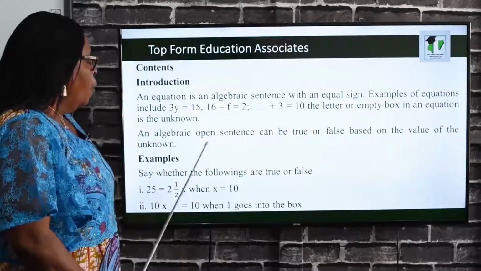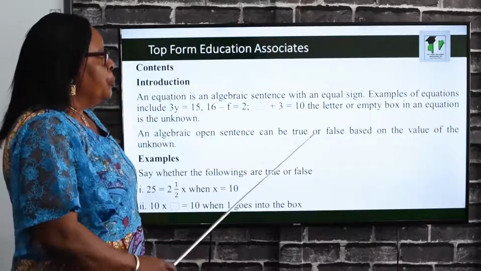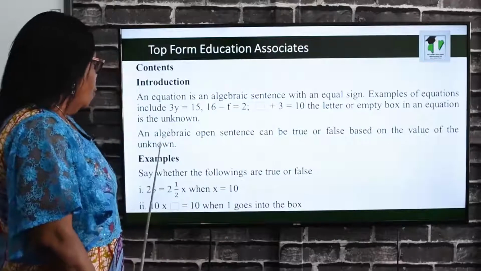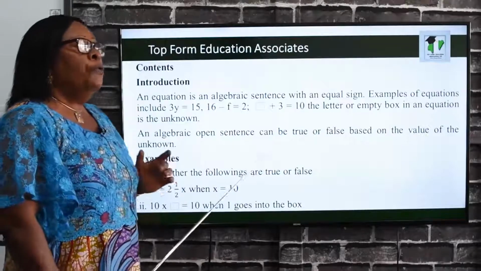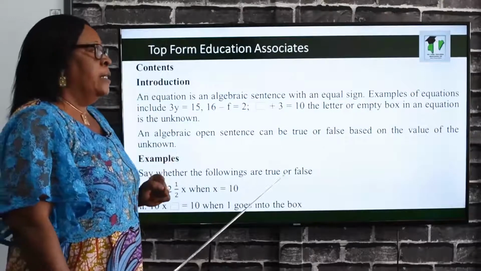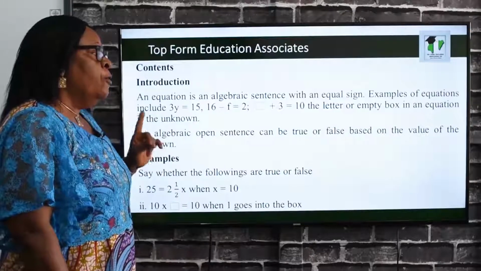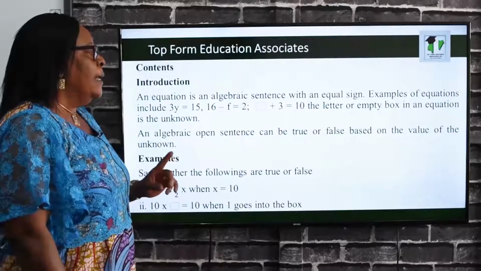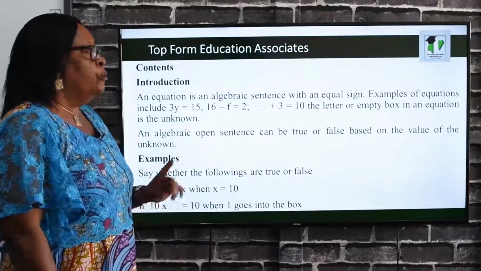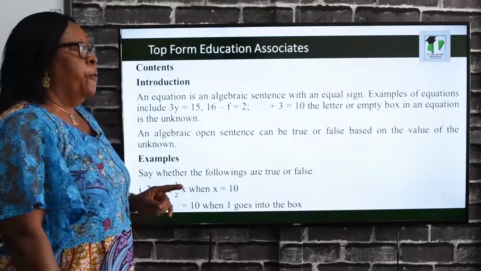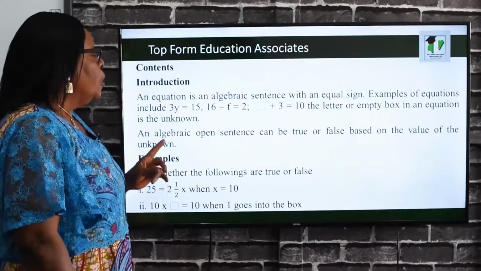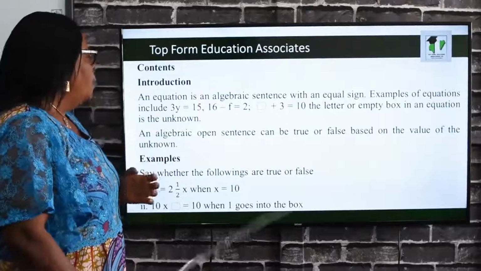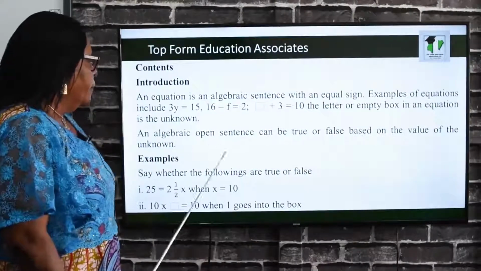An algebraic open sentence can be true or false based on the value of the unknown. So the value of the unknown is very important. If the value of the unknown is not correct, it automatically makes an equation not to be true. Therefore, when solving an equation, you have to be very careful to get the correct value of the unknown.